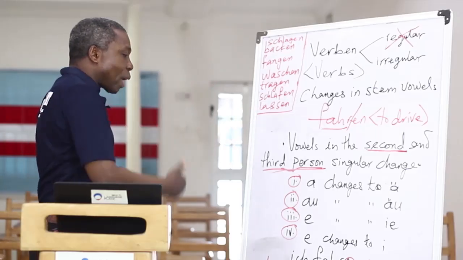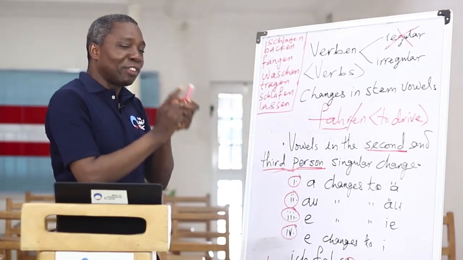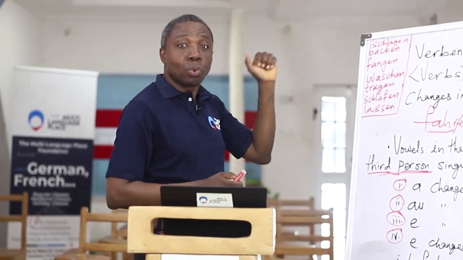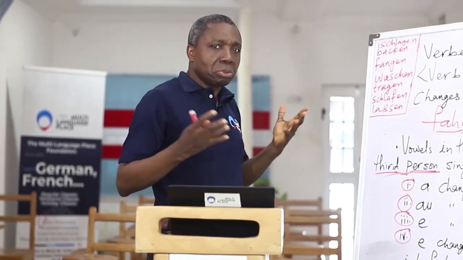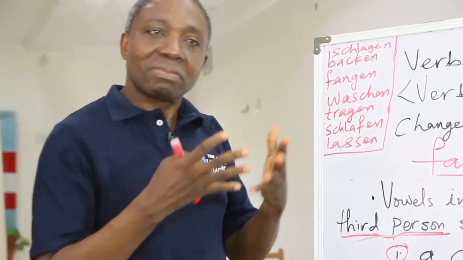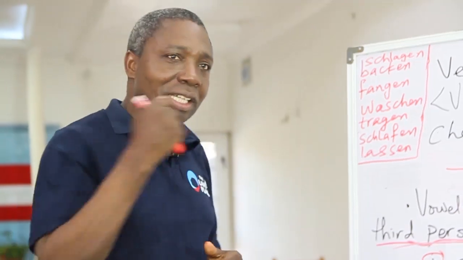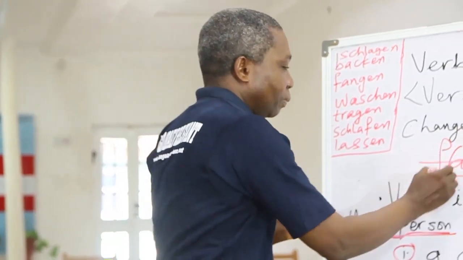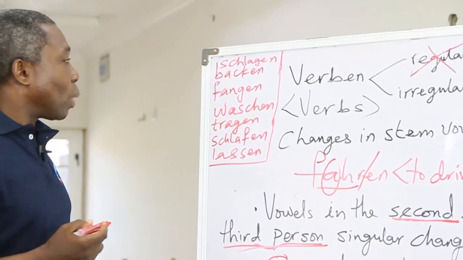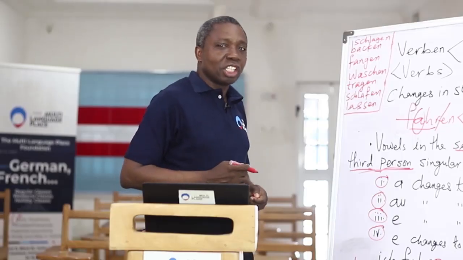Okay, now the way this fahren is conjugated, the same way, that is, you take note of the changes in the stem vowel, these verbs will be conjugated. The important thing is you know the meaning of each verb, and once you have known the meaning, you just conjugate them, and then you can use them in sentences, and off you go. You only need to know that this verb fahren is an irregular verb. So let's just try with the first one, schlagen. Schlagen means to beat.